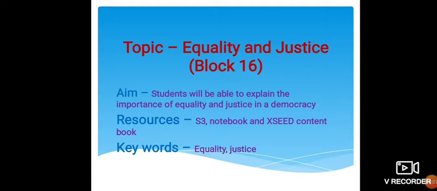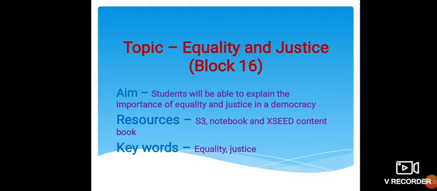Last class we learned about resolving conflicts in a democracy. Today, our topic of discussion will be based on equality and justice. For that, you will find it in your content book, page number 28. Our aim for today is that you will be able to explain the importance of equality and justice in a democracy. The resource required for today is your S3, that is your worksheet 3.